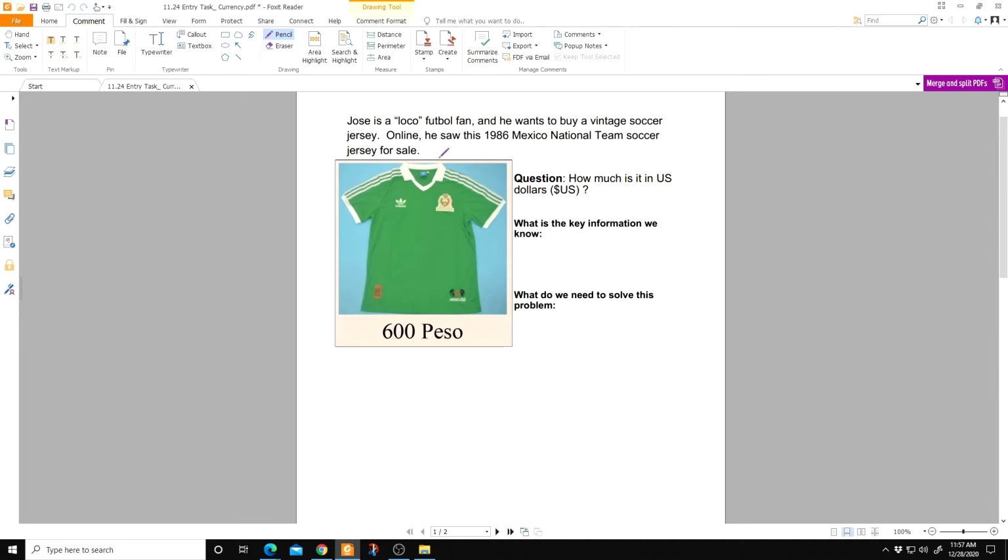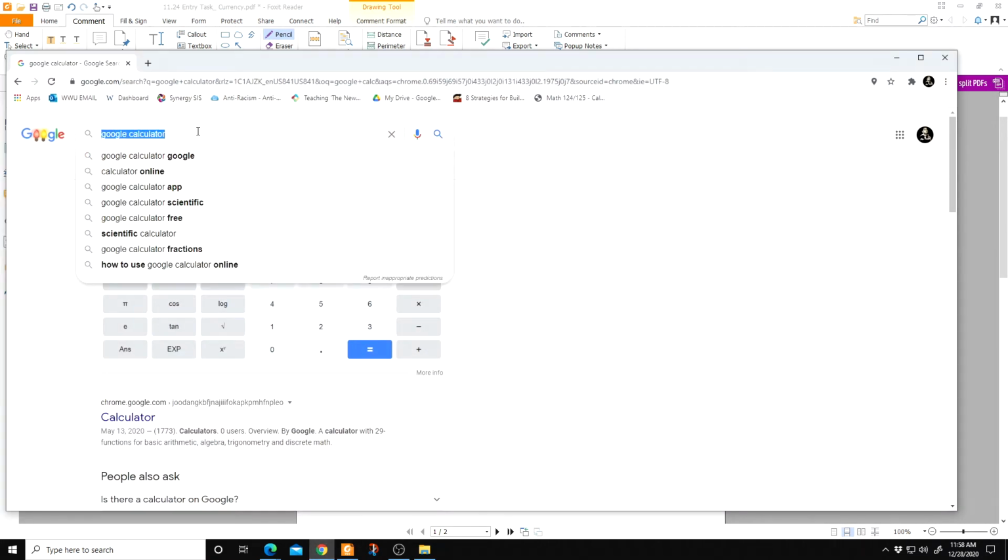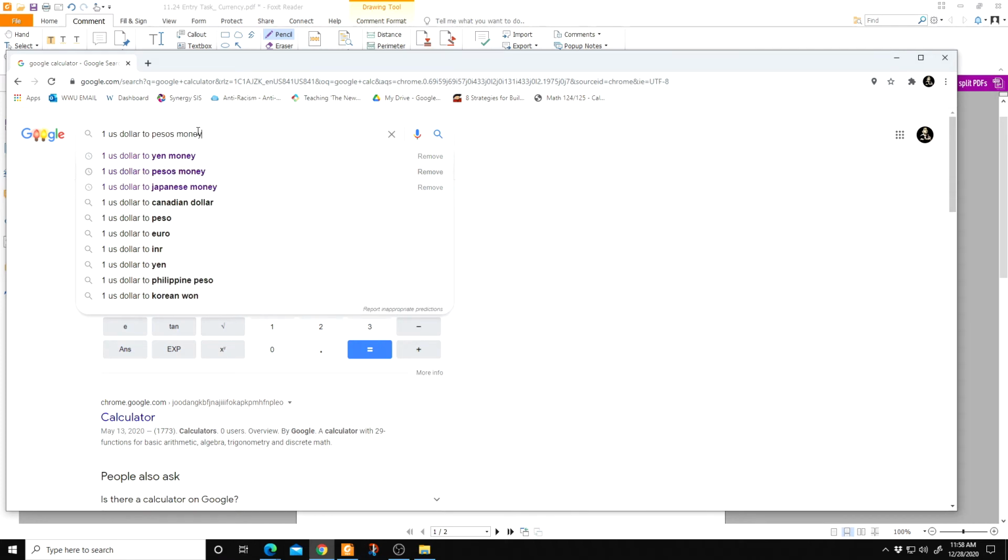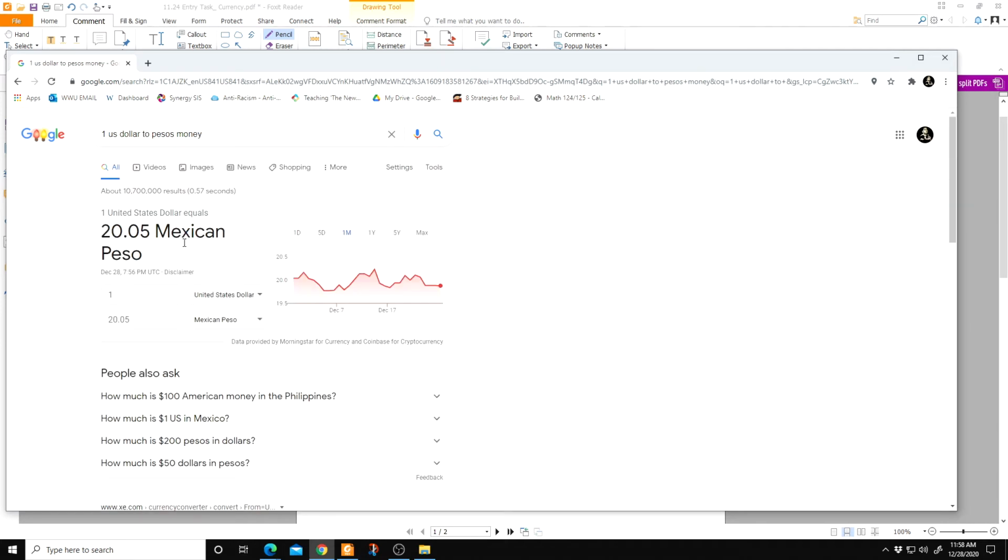Also, every problem moving forward is going to tell you $1 US, right here it is, US dollar is equal to 20 pesos. It's going to give you something you can relate to. So $1 US is 20 pesos. Online, you can type it in on Google, but in all the problems that you're going to do, I will give you the unit conversion. If not, all you have to do is go to Google and type in $1 US to pesos, and you get about 20.05, so 20.